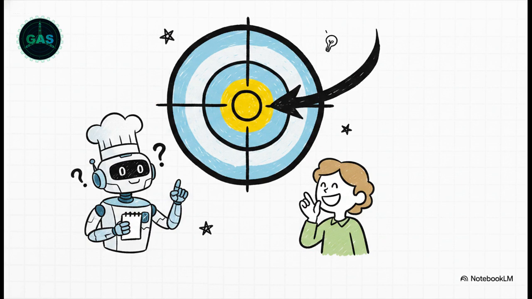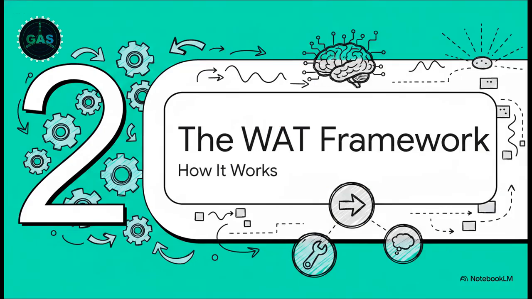And here's where it gets literally mind-blowing. If the AI agent needs more info, it acts exactly like that head chef. It'll actually come back and ask you a clarifying question, like, how would you like that steak cooked? And once you say medium rare, boom, it goes off and handles the whole shebang. Moving right along to Section 2, the WAT framework and how it actually works.